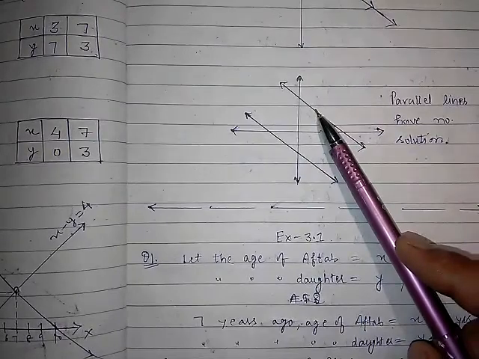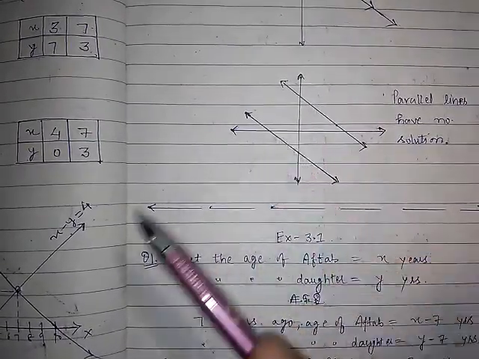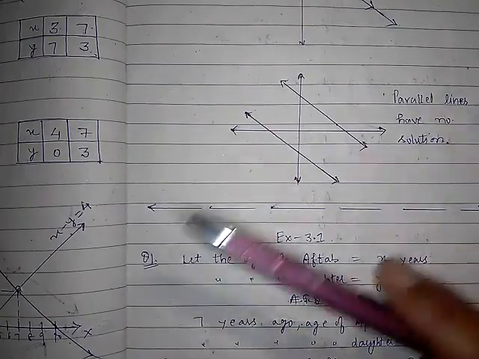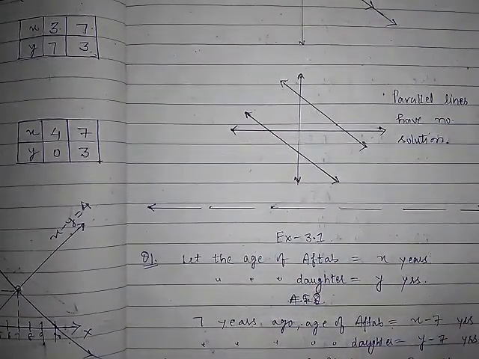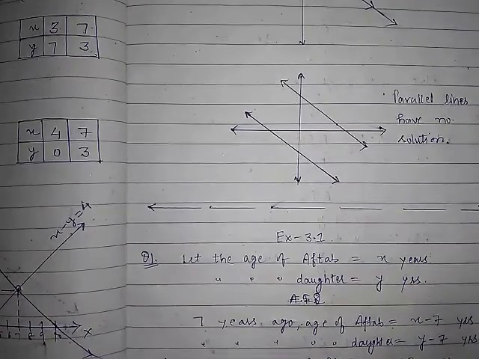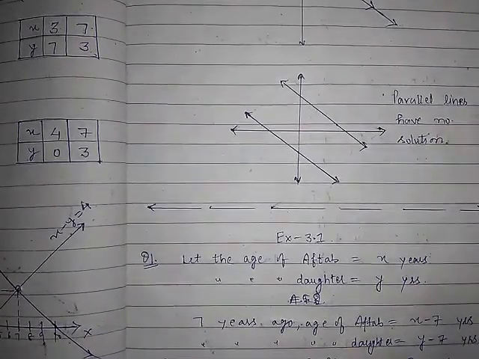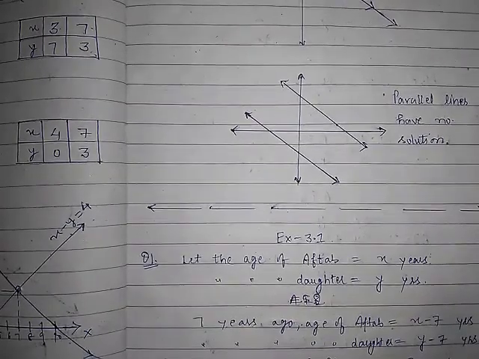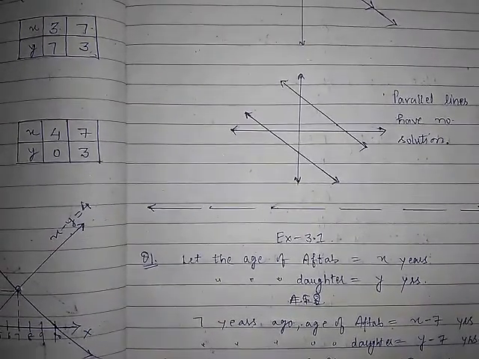Because we have learned in the junior classes that parallel lines never cut each other, never cross each other. If they will not cross each other, it means they will not have any common point. So that's why we are writing here that parallel lines do not have any solution. Clear? So like this you have to draw the graphs.